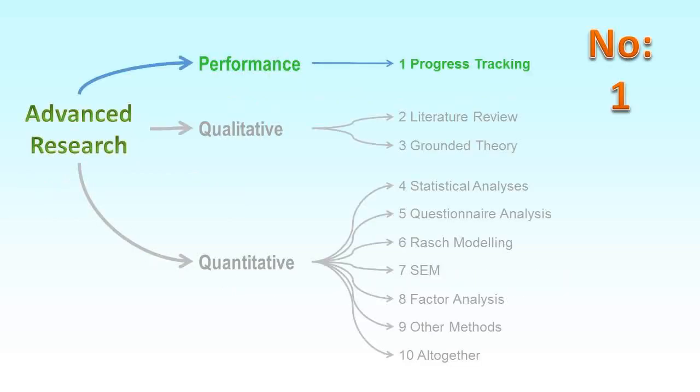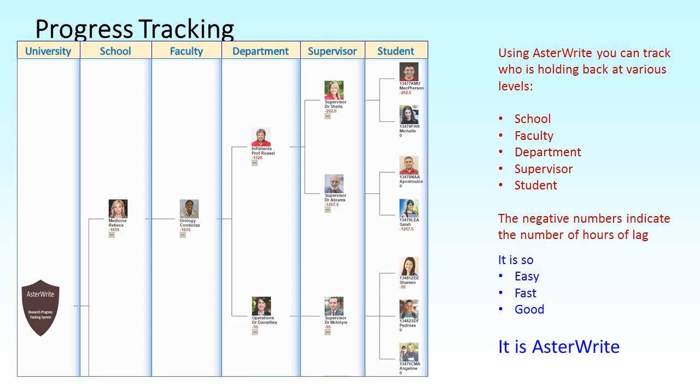Number 1 on the list is progress tracking. I will use this marker slide throughout so you know where you are. AsterWrite has a unique feature you probably never heard of. AsterWrite can track 5 levels of officers. Example, college, faculty, department, supervisor, and student. Using a simple setup, a whole line of college, faculty, department, supervisor, and student can be linked.